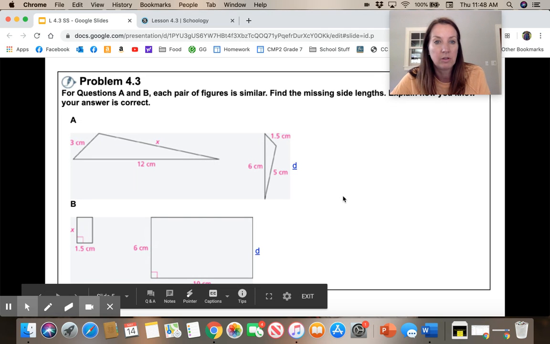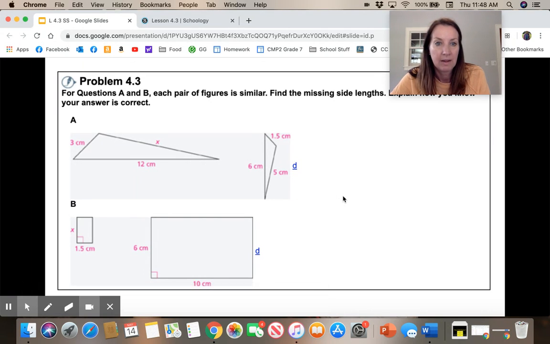All right, so looking at your work here, in questions A and B, each pair of figures is similar. Find the missing side lengths. Explain how you know your answer is correct. So here we have two different triangles. They're telling us they're similar.